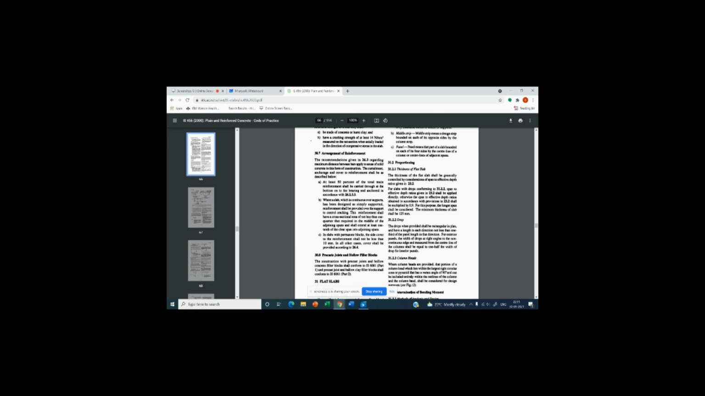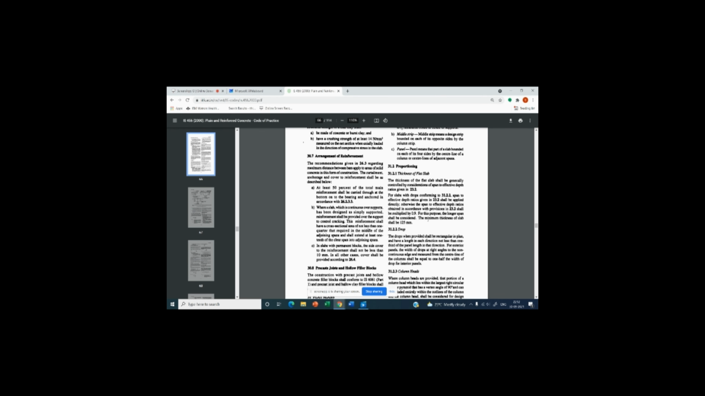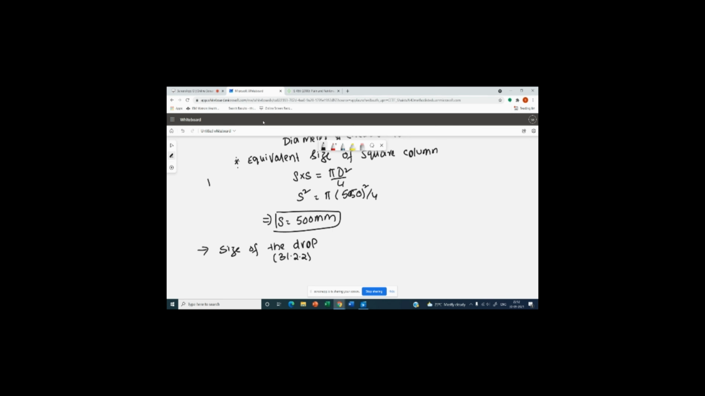31.2.2: The drop, when provided, shall be rectangular in plan and have a length in each direction not less than one third of the panel length in that direction. Following that clause, that is 31.2.2, the size of the drop shall not be less than one third the panel length in each direction.